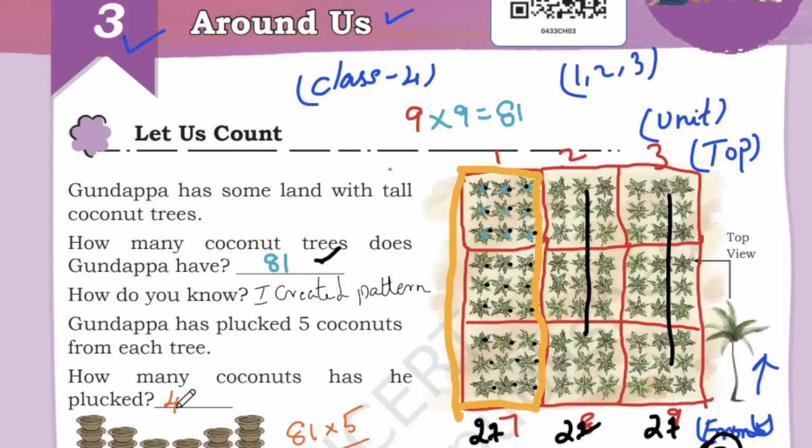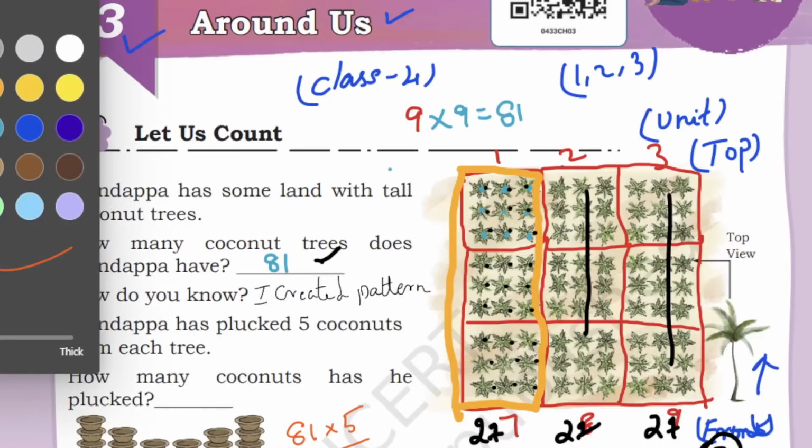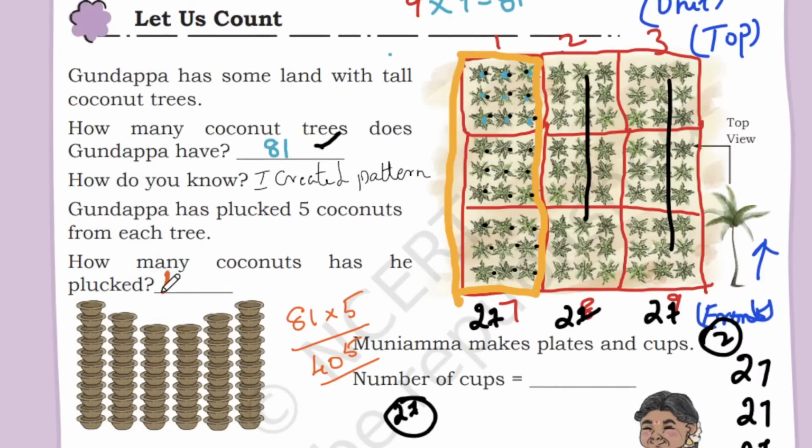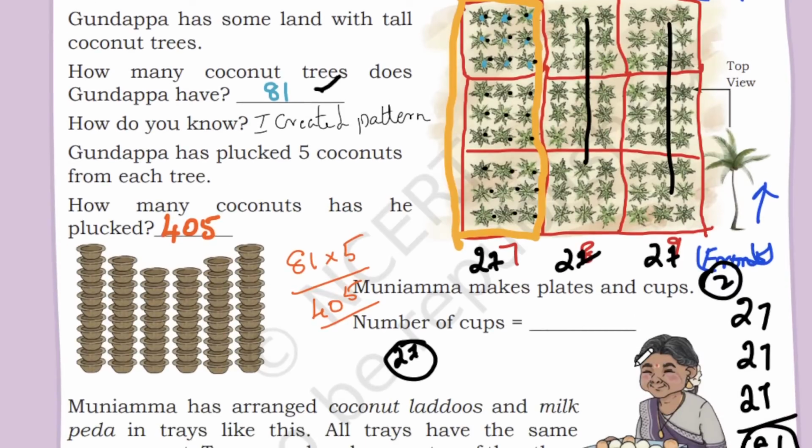He plucked 405. Okay, I will write it a little thicker. So he plucked 405 coconuts. Okay, students, these are very important exam questions. So please prepare very carefully.